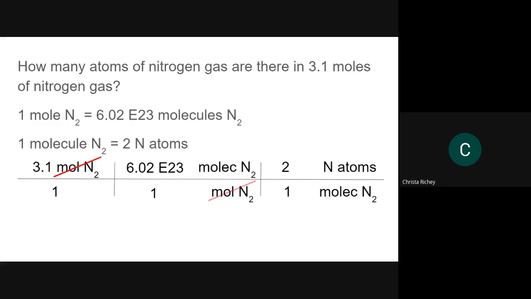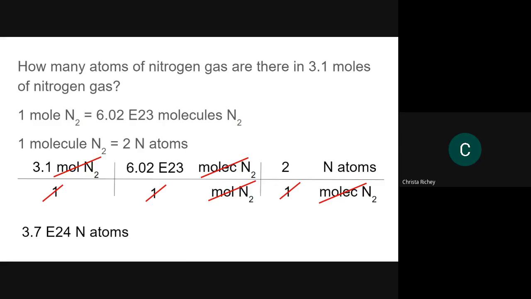You're going to make sure everything crosses out. Ones don't affect anything. This is a straight multiplication: 3.1 times 6.02 E23 times 2. And I'm going to round it to 2 numbers in the coefficient because 3.1 has 2 numbers in it. And it's 3.7 times 10 to the 24th nitrogen atoms. I don't care if you do times 10 with a superscript or use E. I use an E because it's faster. It means the same thing.